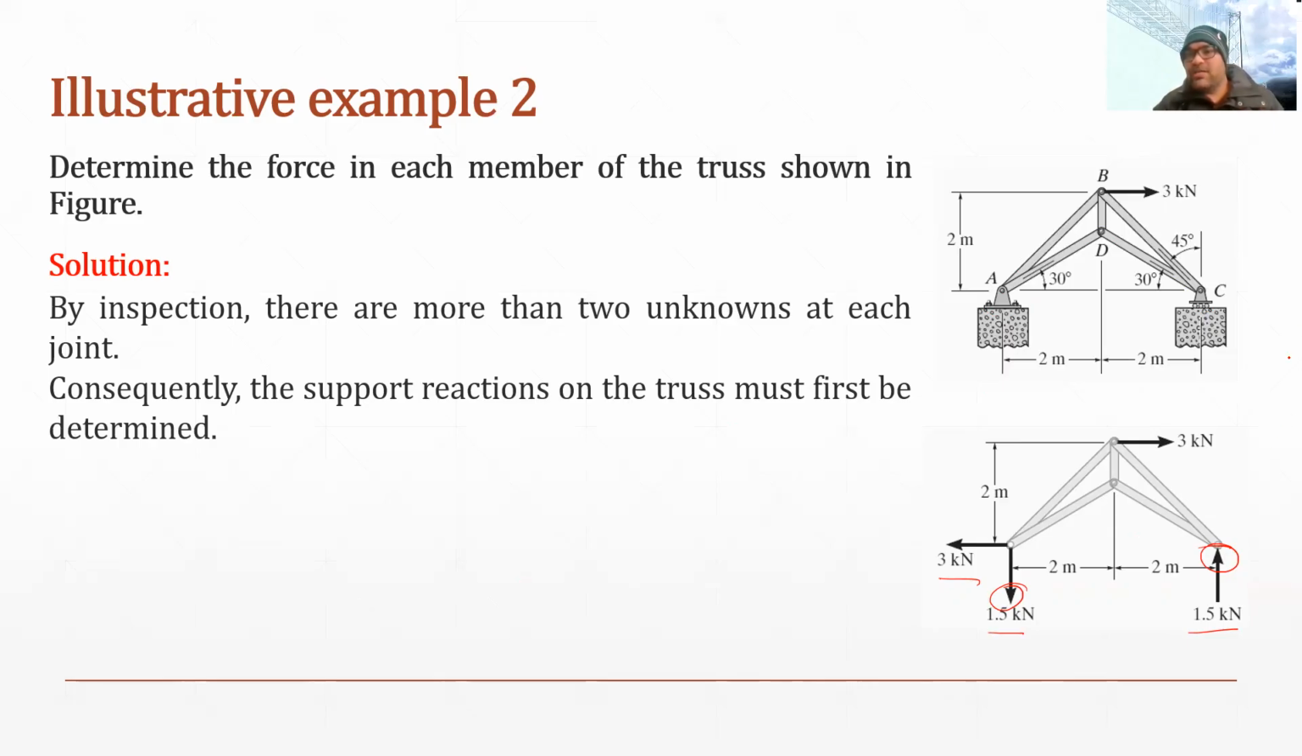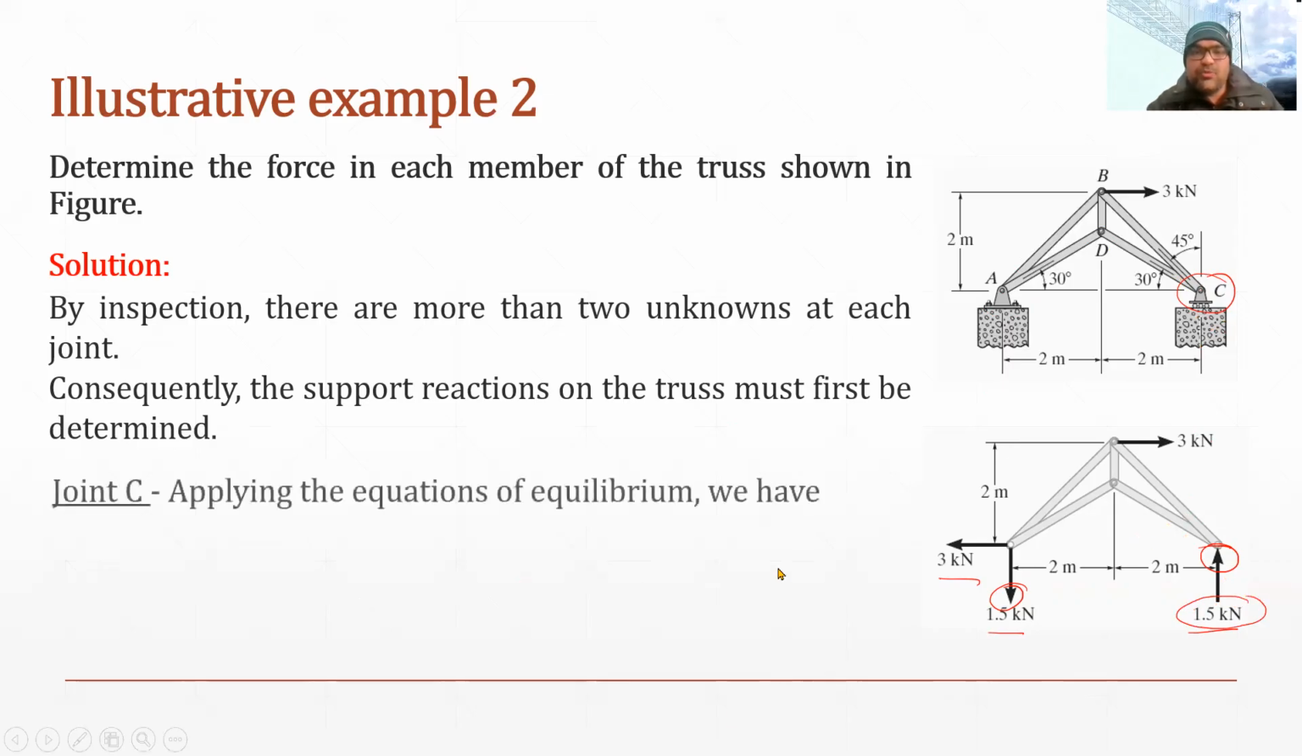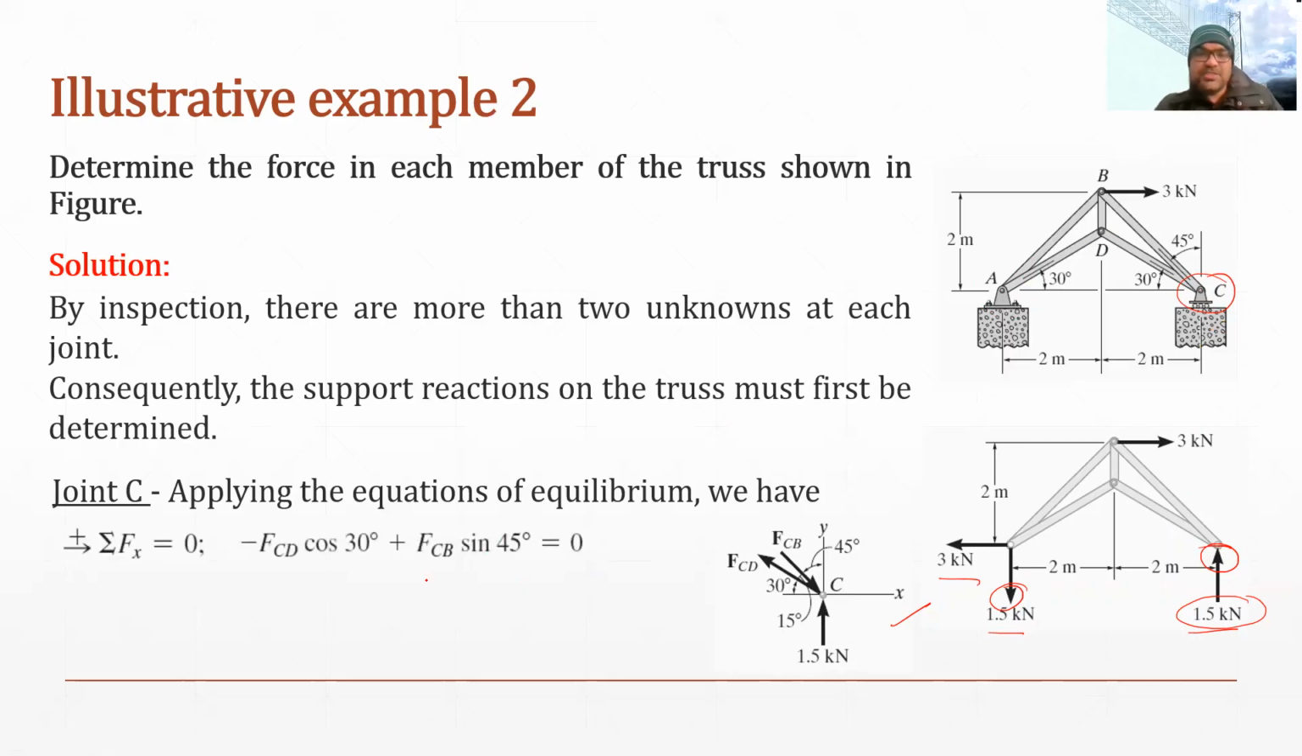I think now we can take joint C, because in the joint C, member BC and DC is unknown, but the third force, which is in the form of reaction, it is now known. So we can take joint C and we will make the free body diagram for this. So now you can see this is the free body diagram of joint C, and we will apply the equation summation of fx and fy. So by applying this equation summation of fx, so the equation becomes minus FCD.